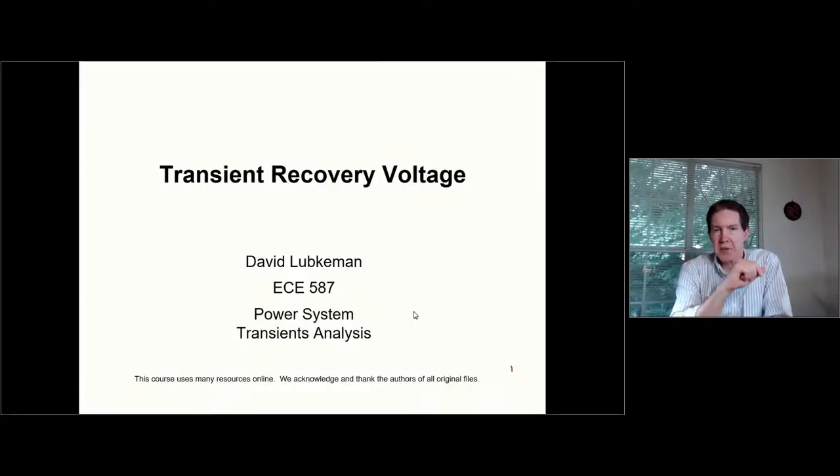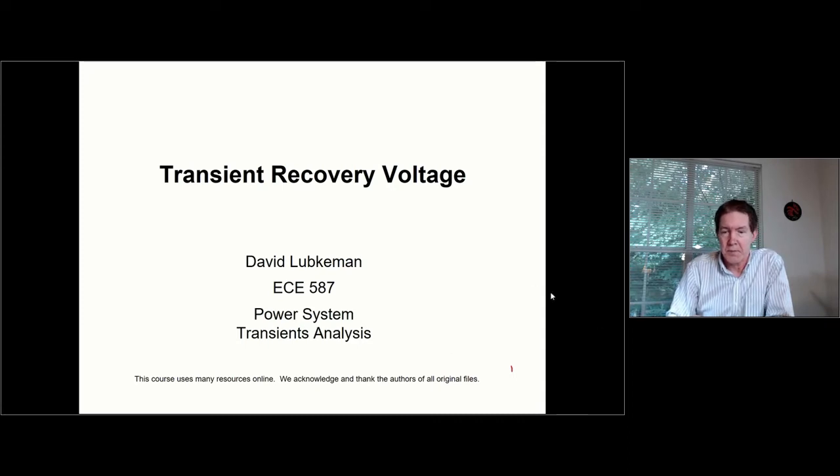So now we're going to take a look at another transient type, and this is referred to as transient recovery voltage. And it's also going to be associated with capacitance, but instead of being associated with the large capacitance that we would see with power factor correction capacitors, it's more associated with the stray capacitance that we would see, say, like in a substation.